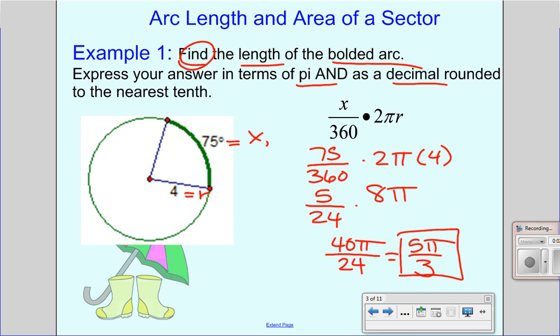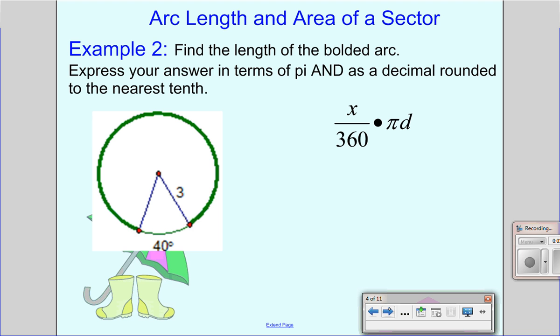And all I have to do is plug this specifically into my calculator in order to find my value for my decimal. So I'm going to type 5 pi divided by 3. And when you do so, you get a value of 5.2. Now, if any of this was confusing, please pause the video and go back and re-watch that part.